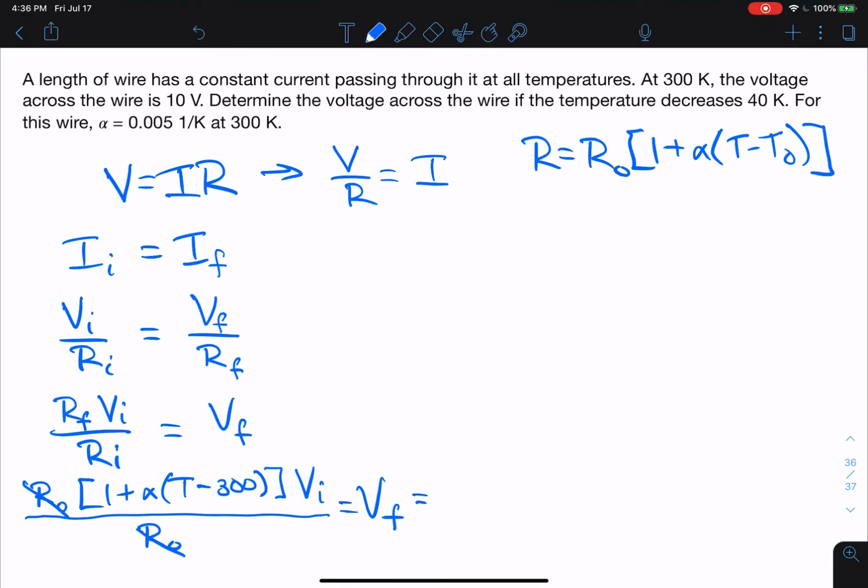So this is going to be 1 plus alpha, which is 0.005. Now, I put in T minus 300, but I already know what it's going to end up being. They didn't tell me the final temperature, but they tell me the temperature decreases by 40 Kelvin. So I'm going to change that to negative 40. So this T minus 300 just became negative 40 because I know that my temperature decreases by 40 Kelvin.